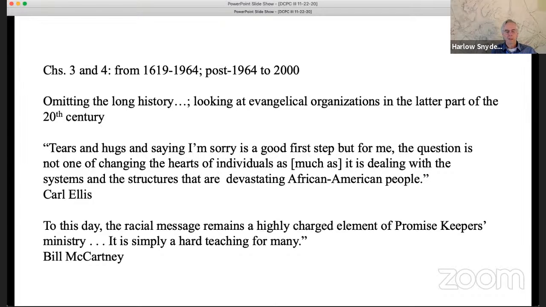And I spent some time looking up the Promise Keepers on the web, and they're still a pretty vital and going concern. McCartney seems to have edged out. I don't know if that's just because he aged out or what was going on, but they're planning, I think, some large stadium type revival here in the year 2021. Their leadership seems to have changed a little bit.